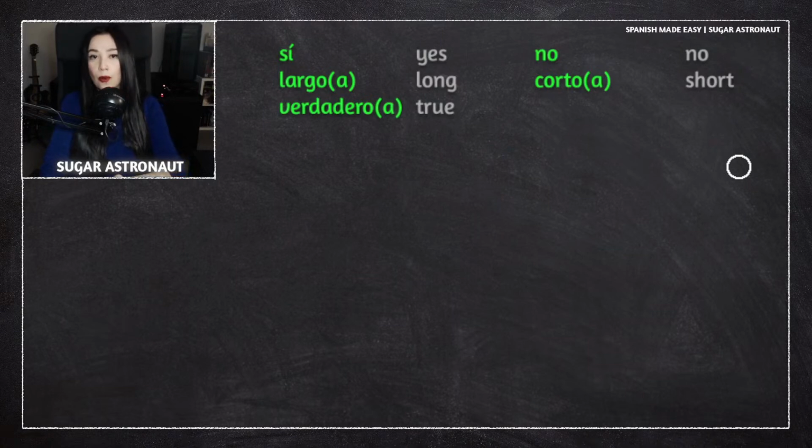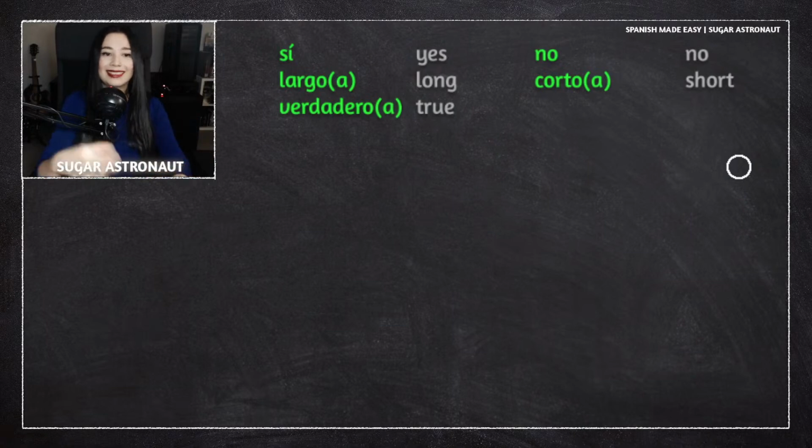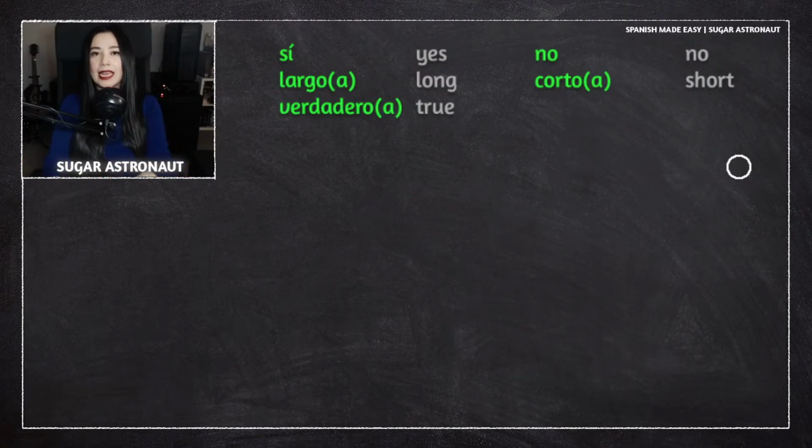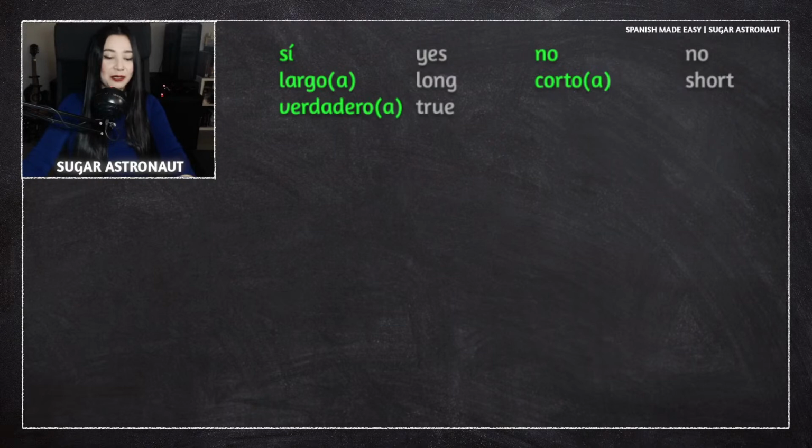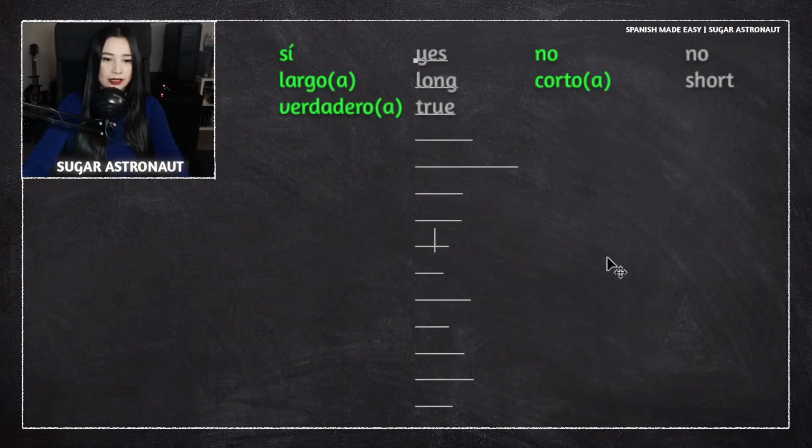Verdadero. Okay, so the first R sound is very strong and the second one is a little softer. Verdadero. So one interesting word that you can use to practice those two sounds is the word raro, weird. So I'm just gonna put it here so you know the spelling.